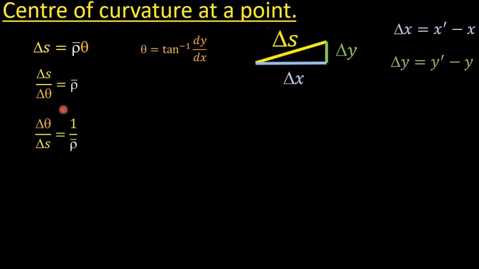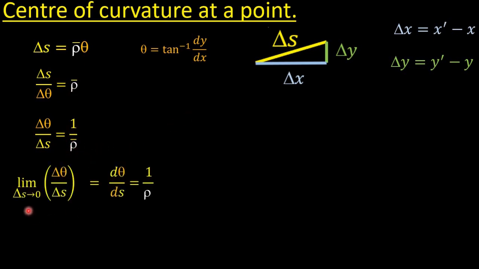And then I can rewrite it like this. So I can say delta theta by delta s equals 1 over the average radius of curvature. So I'll just flip this over. Okay, so I flip this side to get that, and then whatever I do to one side, I do the same to the other side. So I get 1 over the average radius of curvature here.